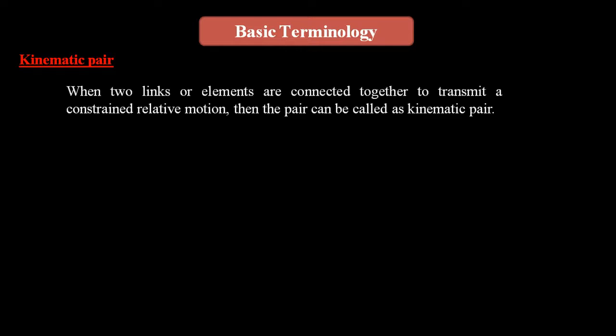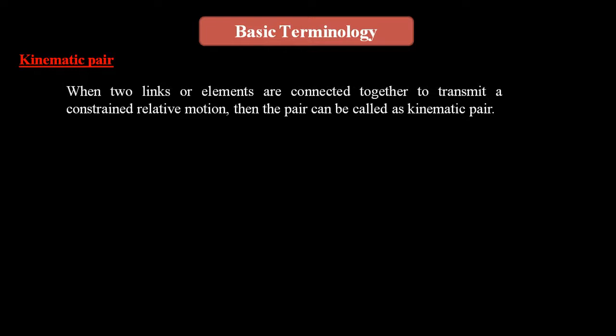So how can we define a pair? Normally a pair means we can define it as two parts connected together. But let us have a look at the definition. When two links, those are the kinematic links or elements, are connected together to transmit a constrained relative motion, then the pair can be called a kinematic pair. So here, exactly when the two kinematic links are connected to transmit a constrained relative motion, the pair formed can be called a kinematic pair.